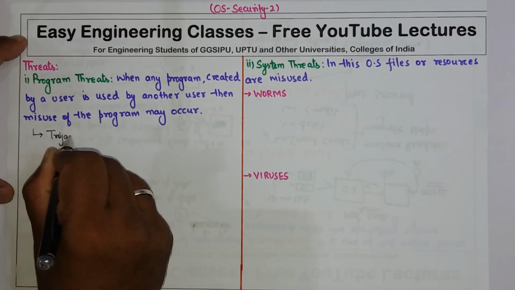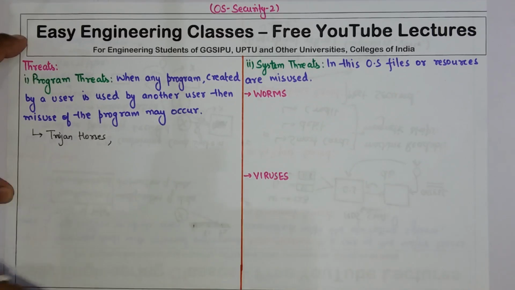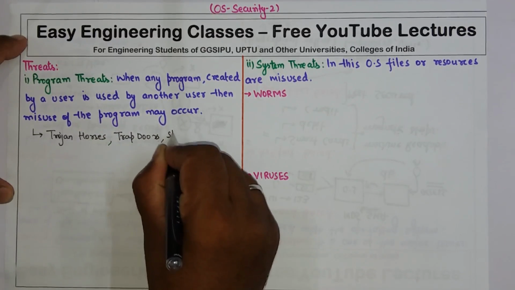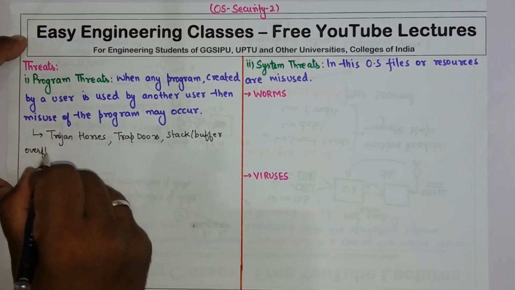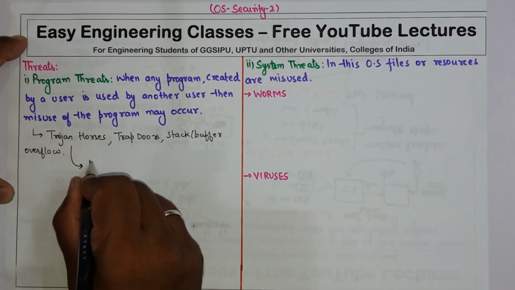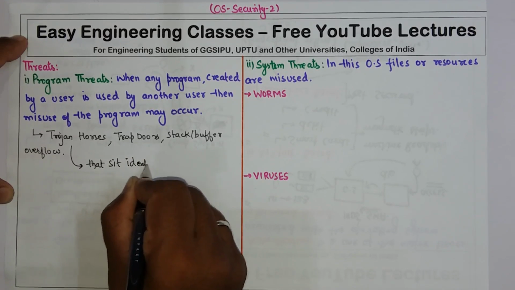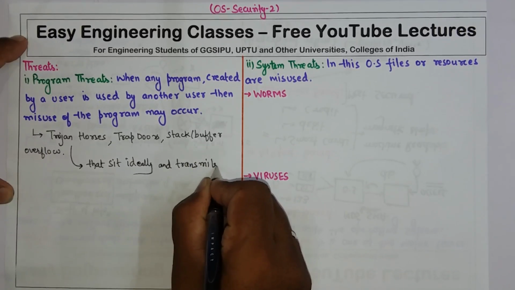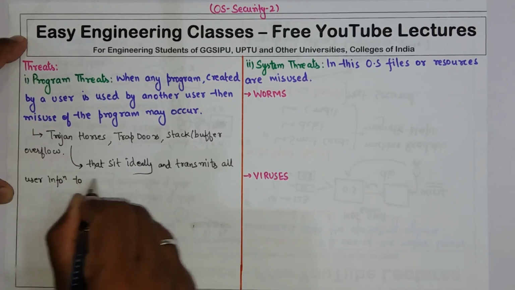Trojan horses. Now these are some of the examples of this program threats: Trojan horses, then we can have trapdoors, stack and buffer overflow, etc. So Trojan horses are the programs that sit idly and transmit all the user information to the attacker.